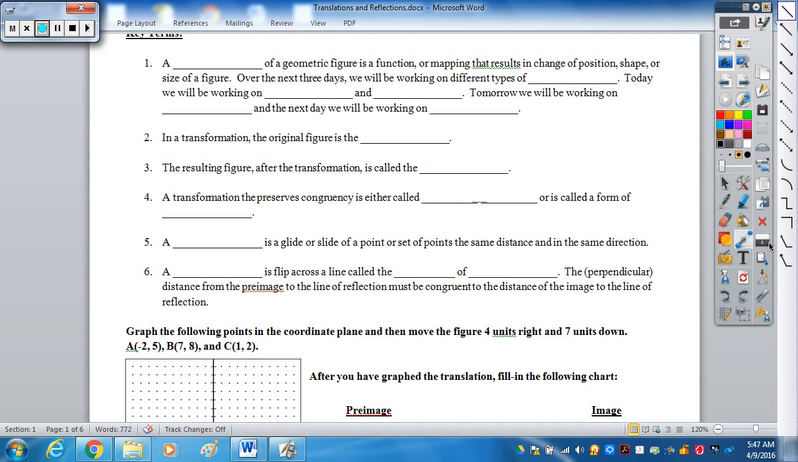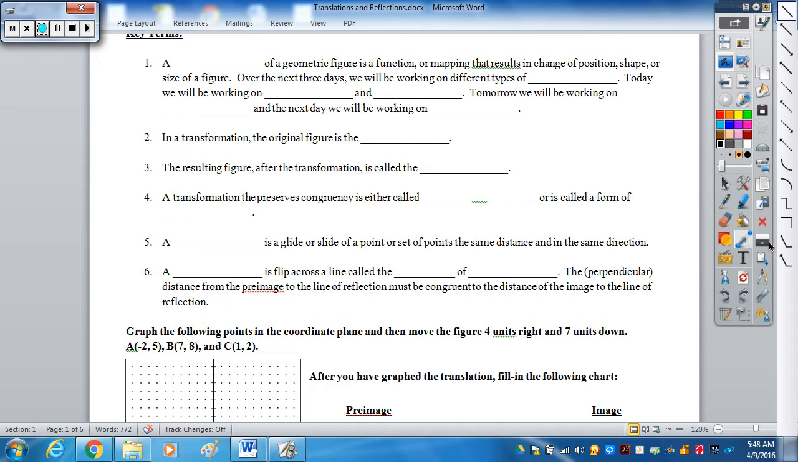These next couple of terms are all really key. In a transformation, the original figure is the pre-image. Think prehistoric, where you came from, that's the before. Then after the transformation, the resulting figure, number 3, is called the image. So where it was before, the original, is the pre-image, and where it is now is the actual image. Those two terms will be used quite often. So understand, before is the pre, after is the image.